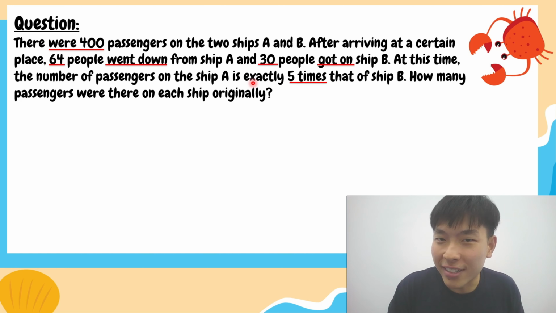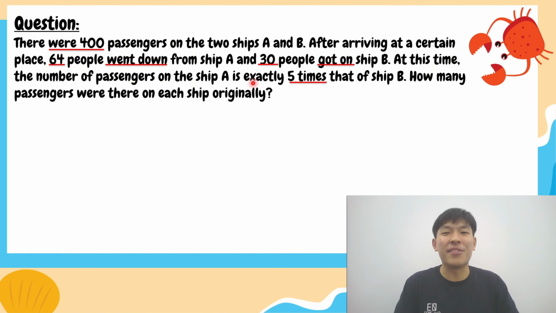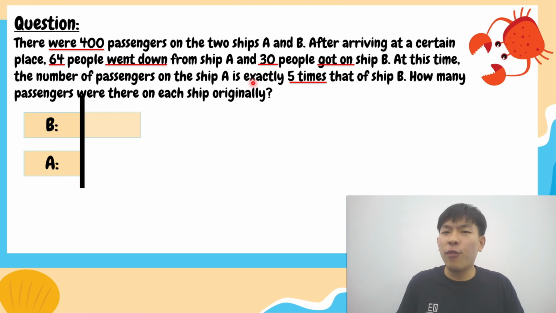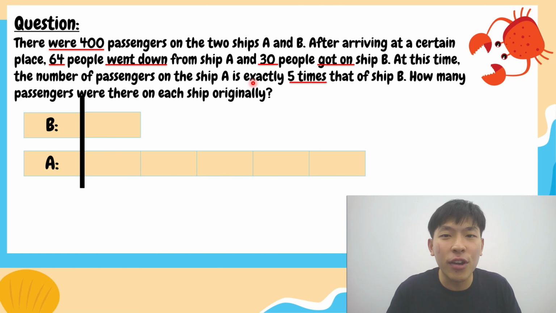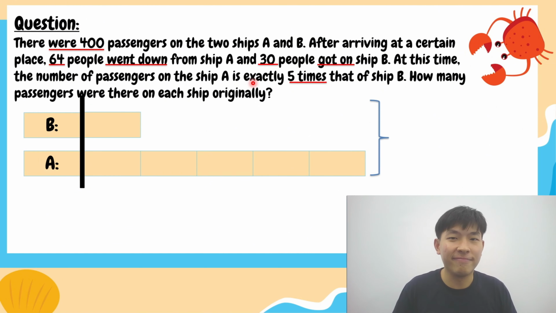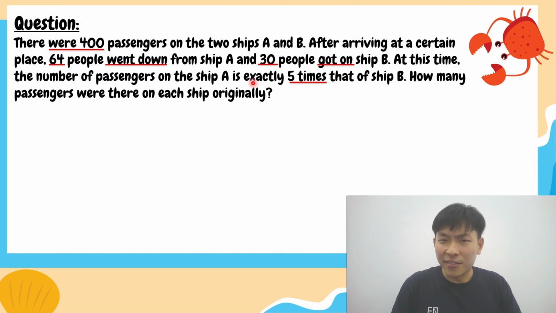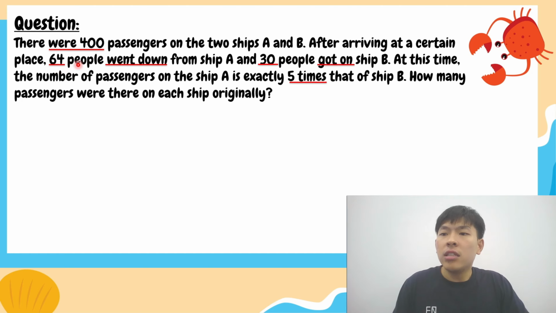And now, who should we draw first? A or B? Yes, we should draw B first. Very good, you still remember. So we can draw B, then A, as a straight line. So if B has 1 unit, how many units does A have? Perfect, it is 5 units. Now, what's the sum? Is it 400? Oh, now let's see. Here, we know that at first, there were 400 passengers on the ships. And after arriving at a certain place, 64 people went down and 30 people got on.